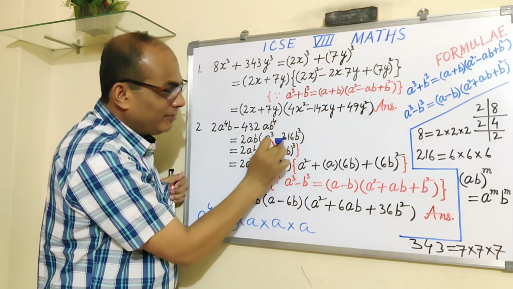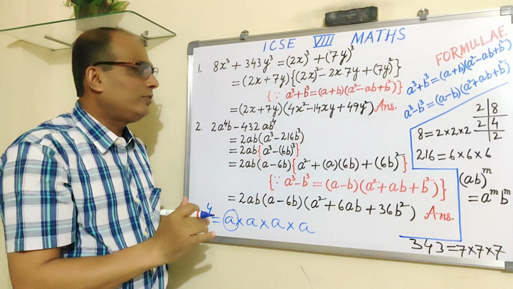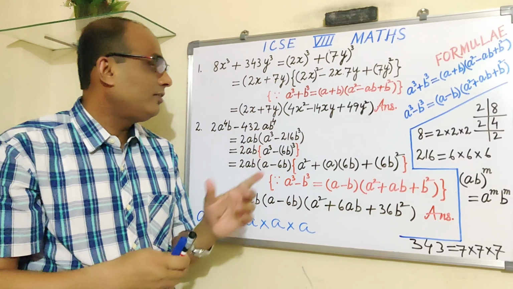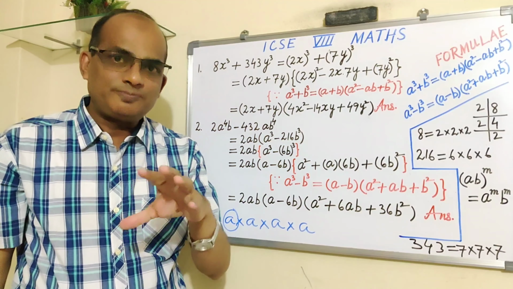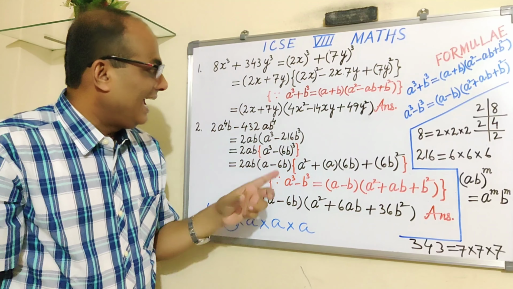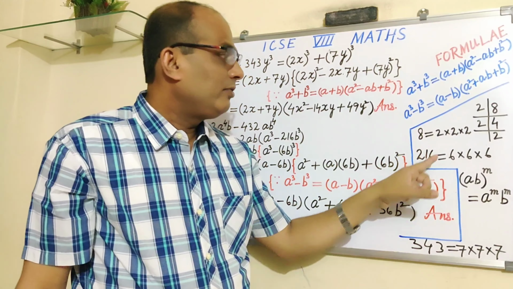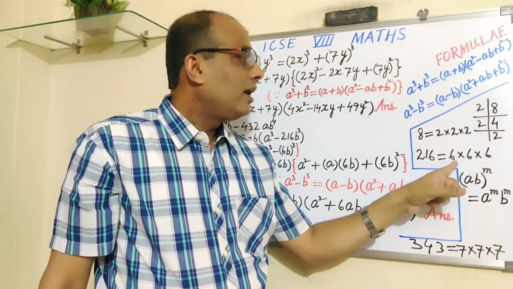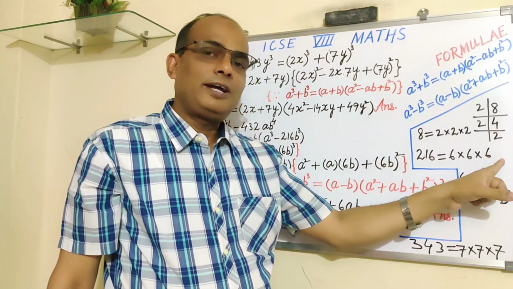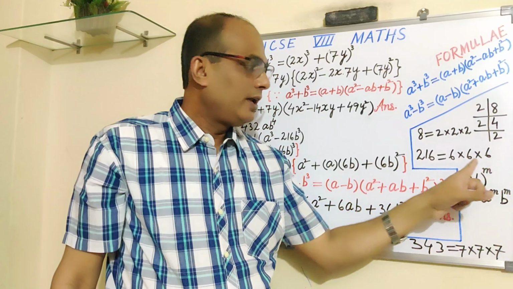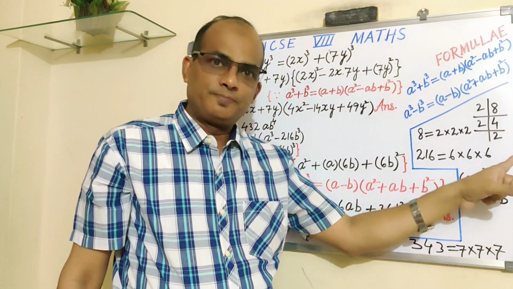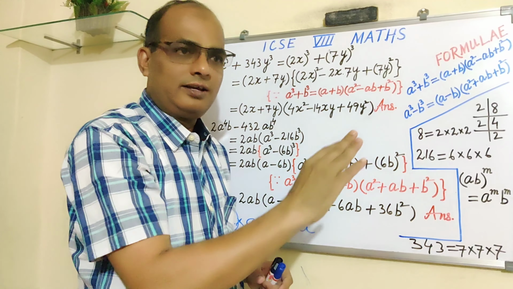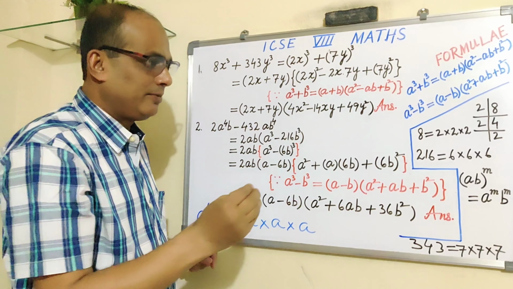This b cube is there, but 216 is not the cube of any number. So we will try to find out the factors of 216, and we'll try to write down 216 in terms of cube of some number. And that I have shown here. See, 216, when you find out the factors, you will see that the factors of 216 are 6 multiplied by 6 multiplied by 6, 6 cube. So 216 you can write down as 6 cube. I suppose these small things you already know, factors, and how to find out factors, etc. That's why I'm going a little fast here.